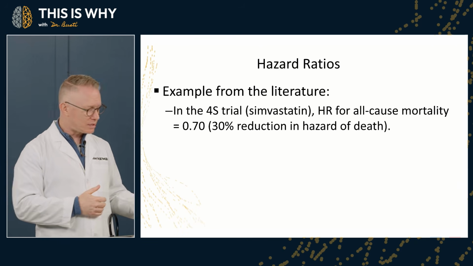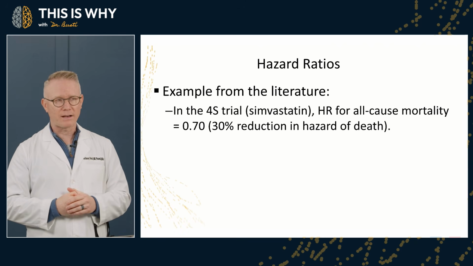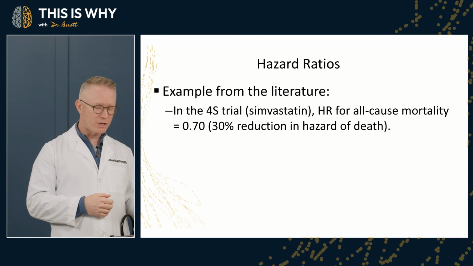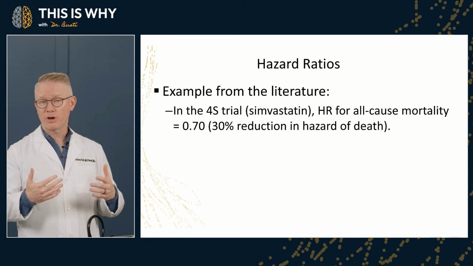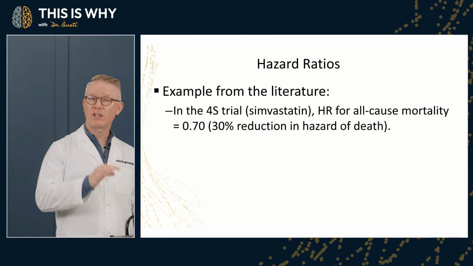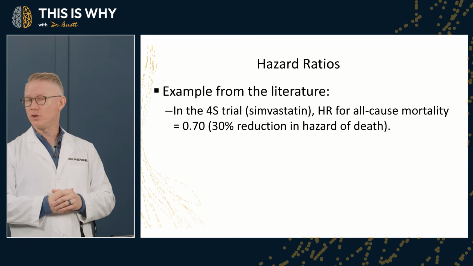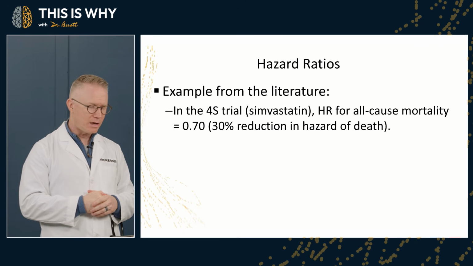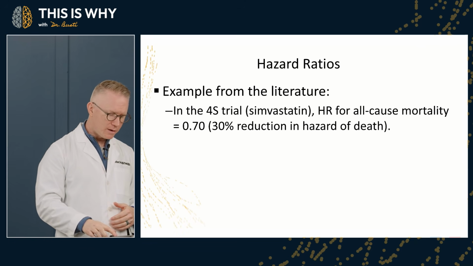I use this example here of the 4S trial, which was one of the trials with simvastatin, and their hazard ratio for all-cause mortality of 0.70. That's a 30% reduction in the hazard of death. Okay, and that's a way that you would see that, again, the difference from 1.